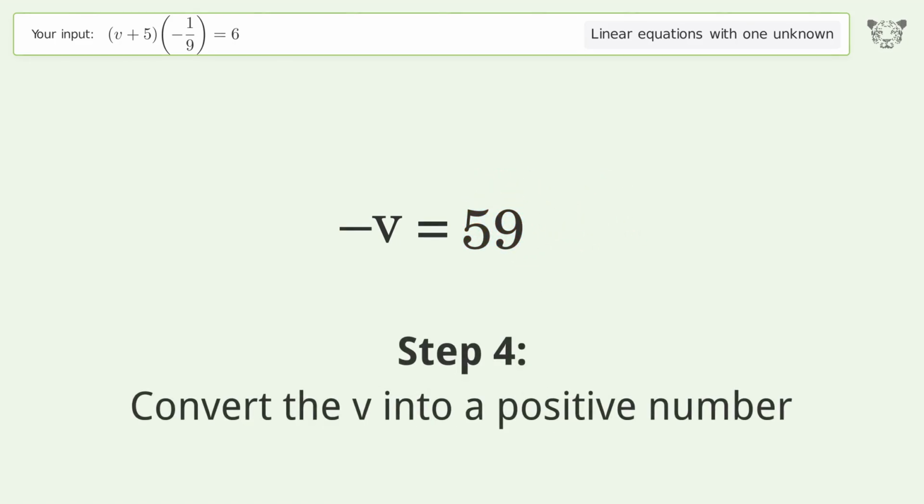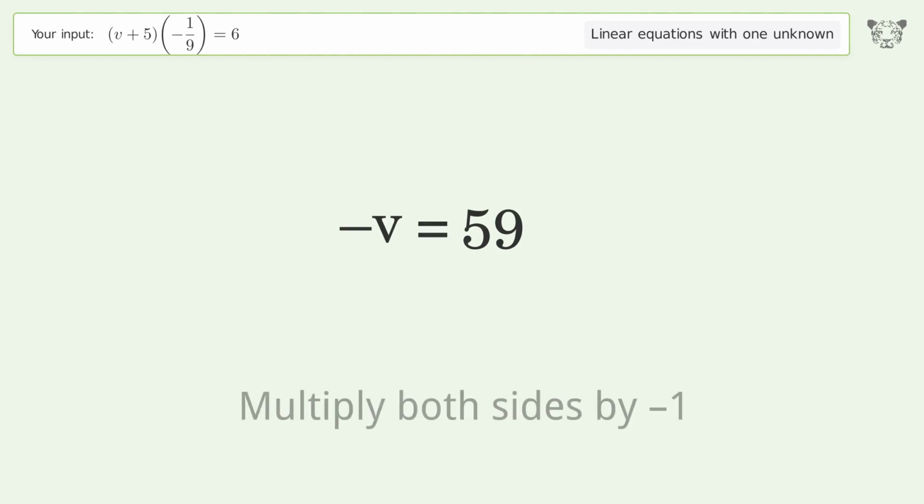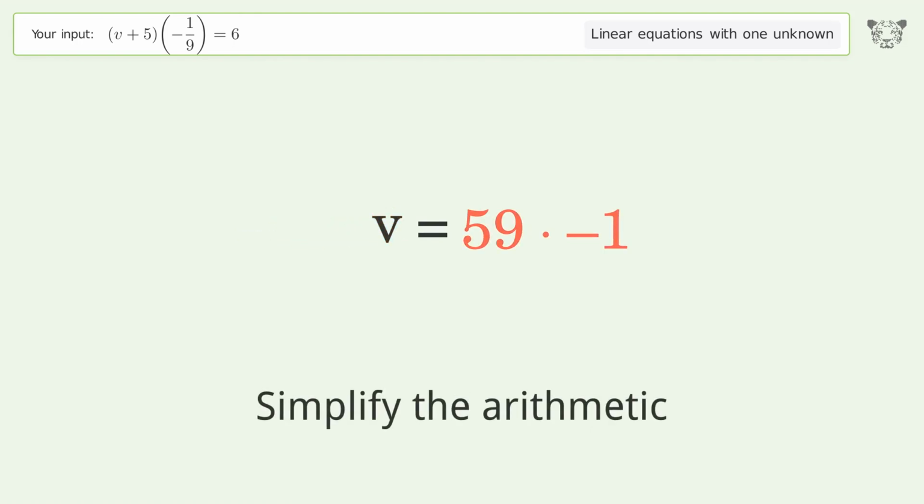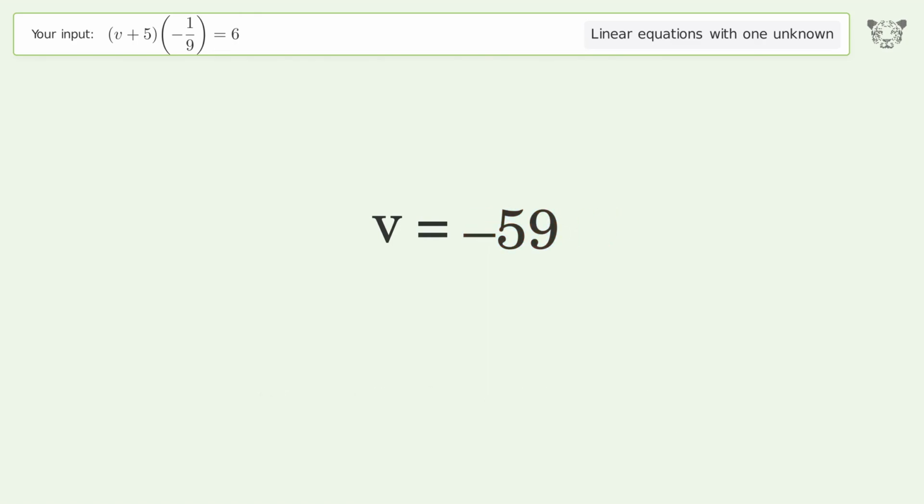Convert the v into a positive number. Multiply both sides by -1. Remove the ones. Simplify the arithmetic. And so the final result is v equals -59.